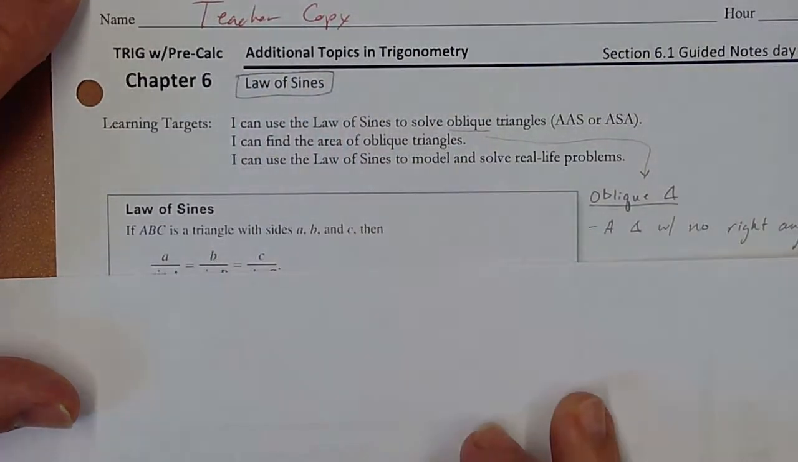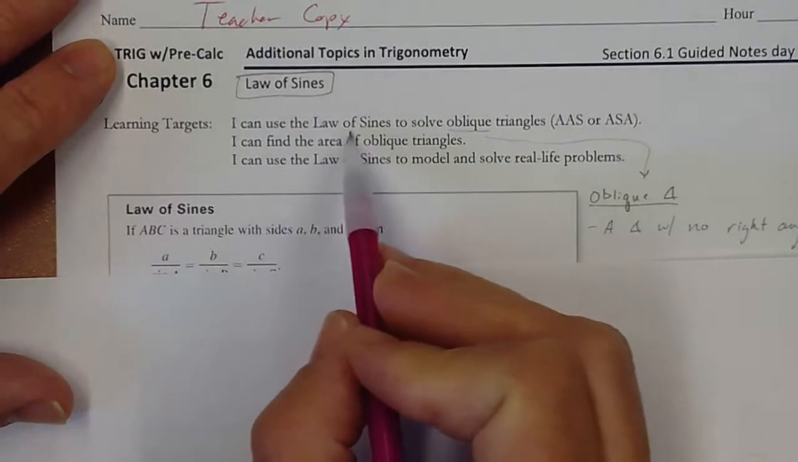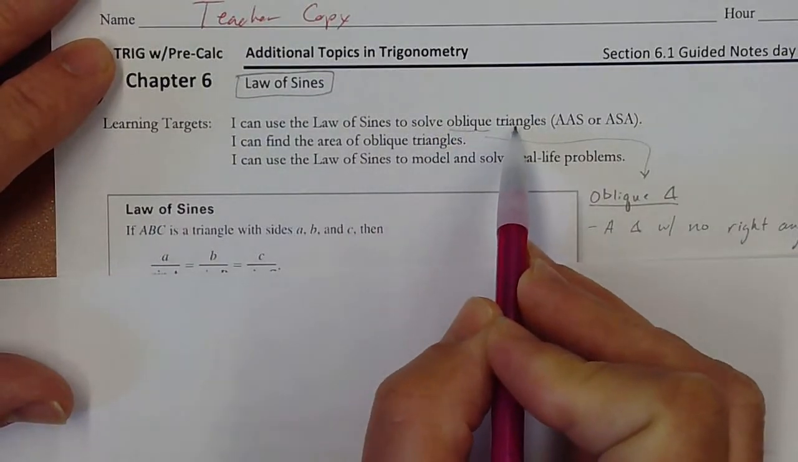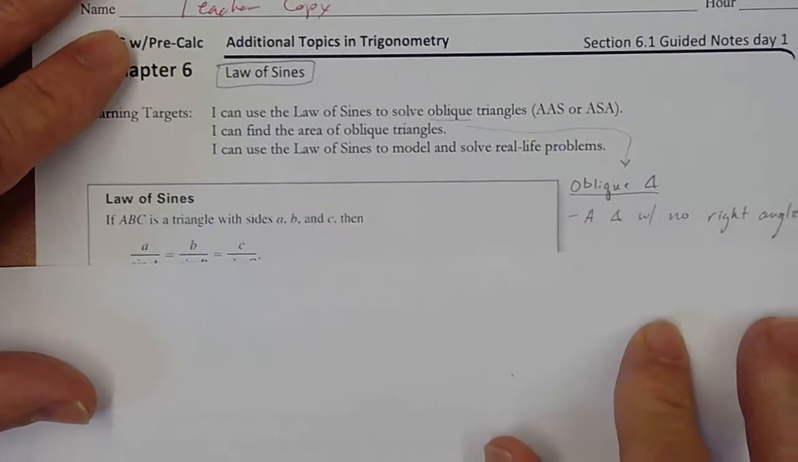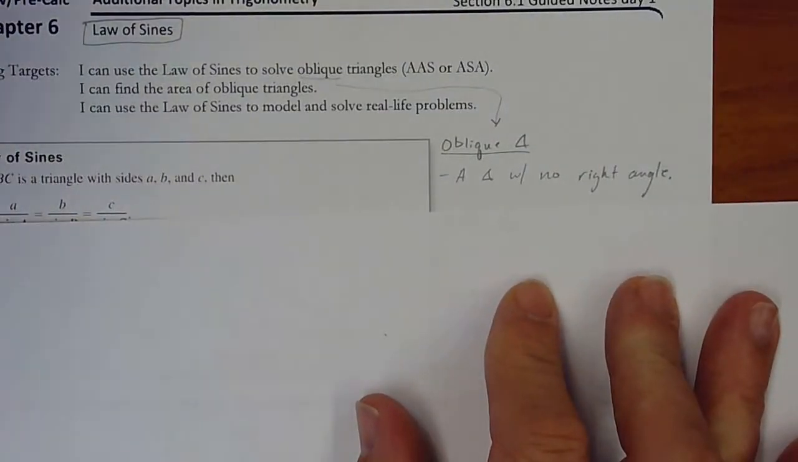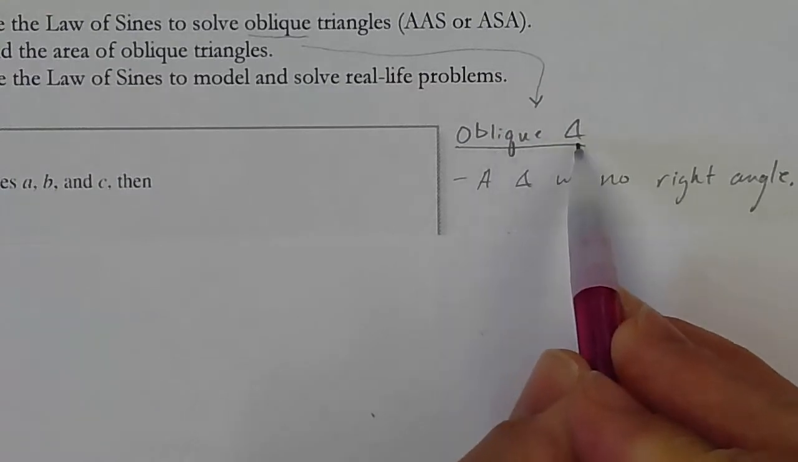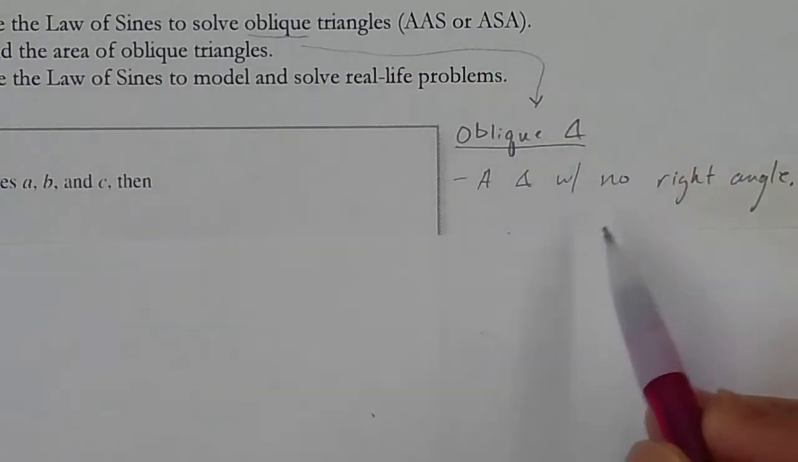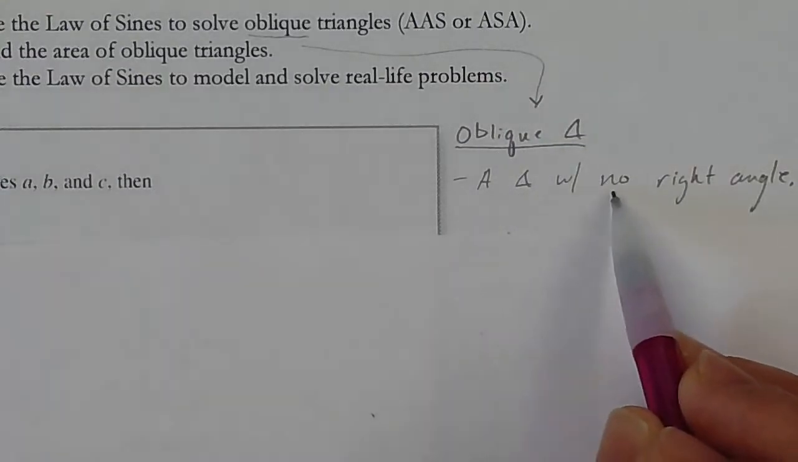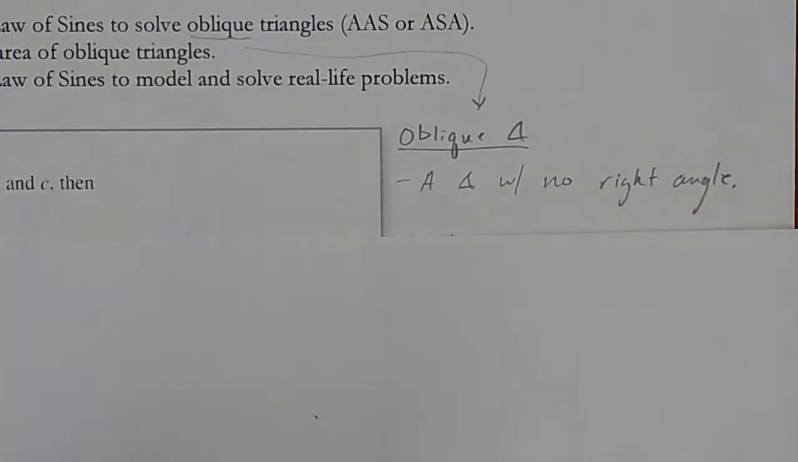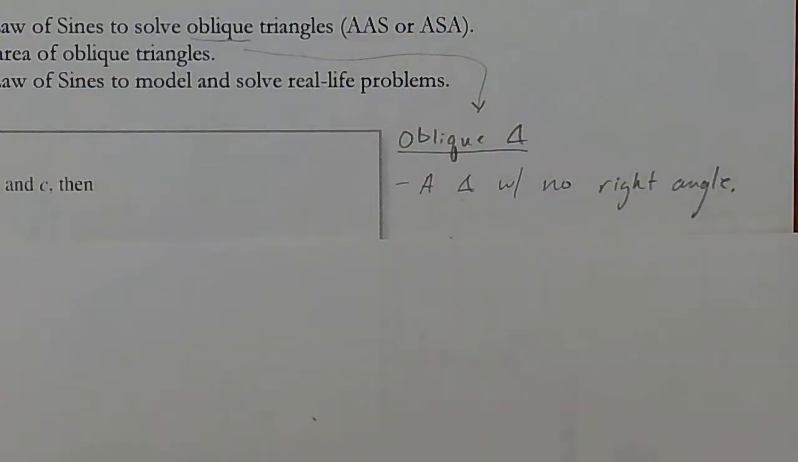Okay? All right, so I can use the law of sines to solve oblique triangles. What's an oblique triangle? We should know what that is, or you might not, but you're going to now. Maybe you want to add this off to the side. An oblique triangle is a triangle with no right angle presence. Triangle with no right angle.